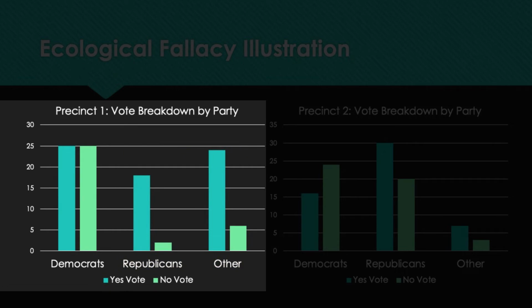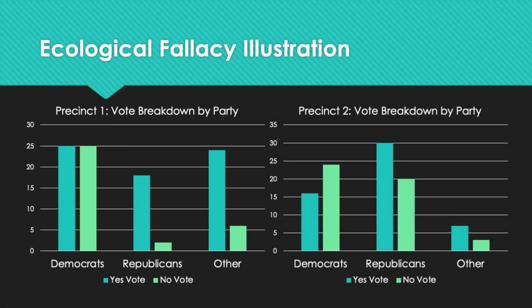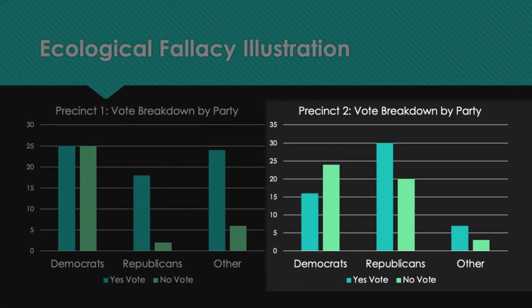to their groups, right? Almost all Republicans voted yes. Almost all third party voters voted yes. It's the Democrats where things were far more competitive, right? Equal numbers voting for and against the tax. Well, what about Precinct 2?